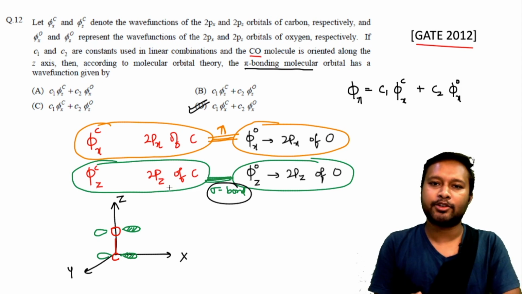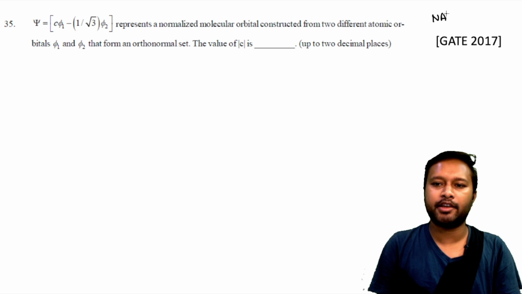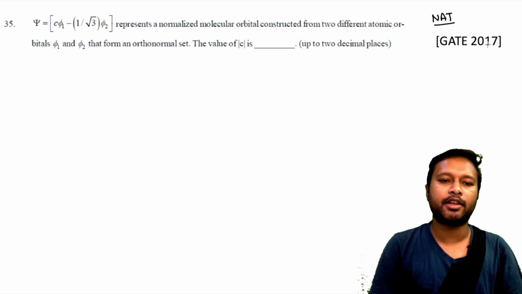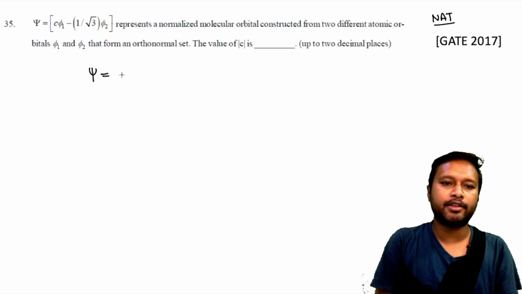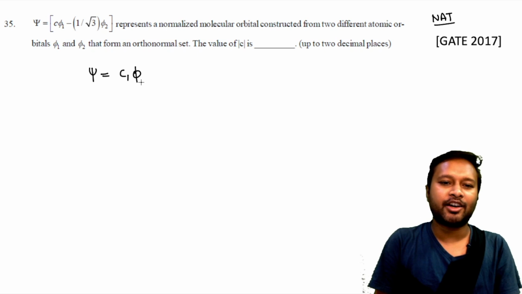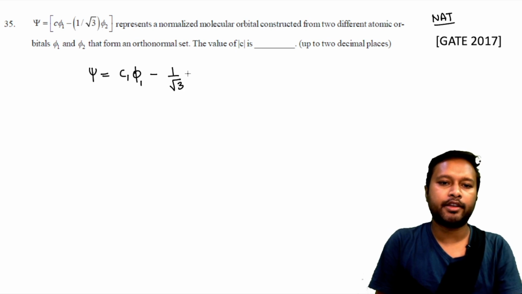Alright, let's take the next question then. Let's do this numerical answer type question. This is a NAT question asked in GATE 2017 based upon a similar concept. It says that psi is a wave function, psi equals C times phi 1 minus 1 upon root 3 times phi 2. This is the wave function given.